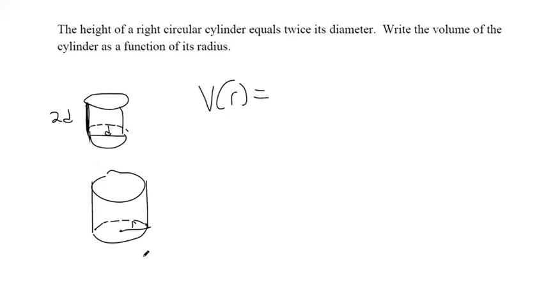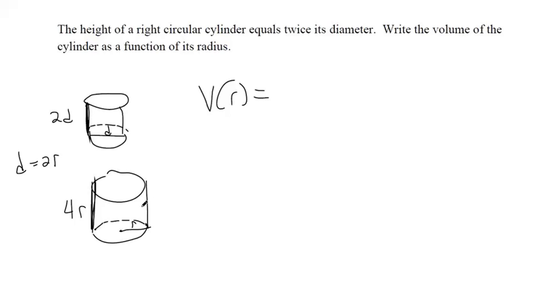The radius is half the diameter, right? So if my height is twice the diameter, and if my diameter is equal to 2 radii, then the height is going to be 4r, right? Because it's twice the diameter, so it's 2 times 2r. So now we have everything for the volume of a right cylinder.